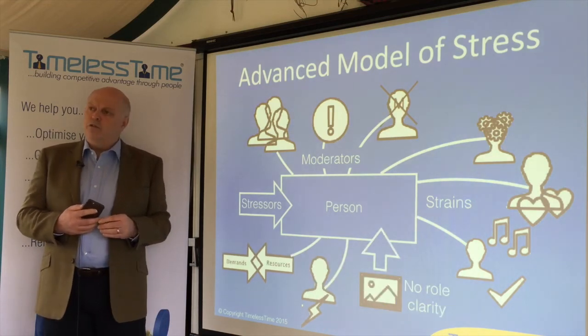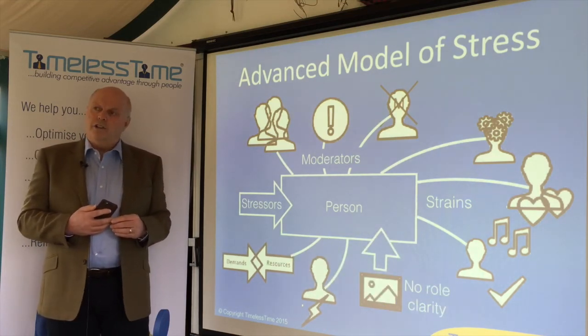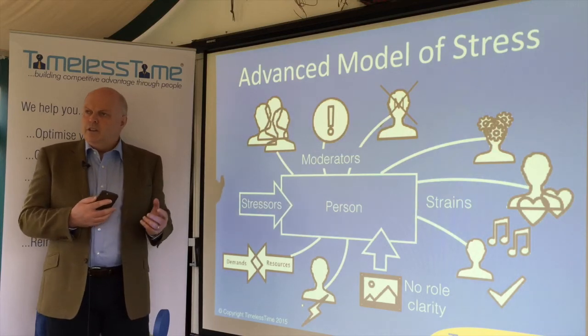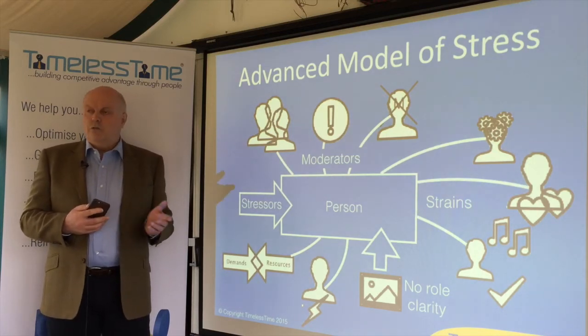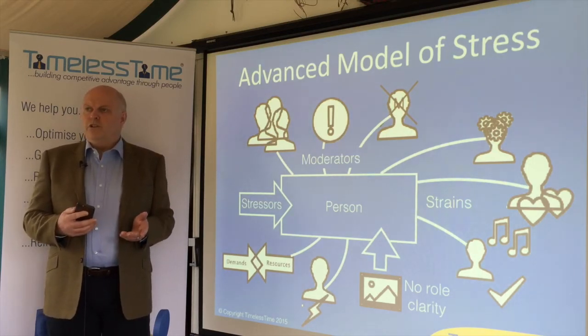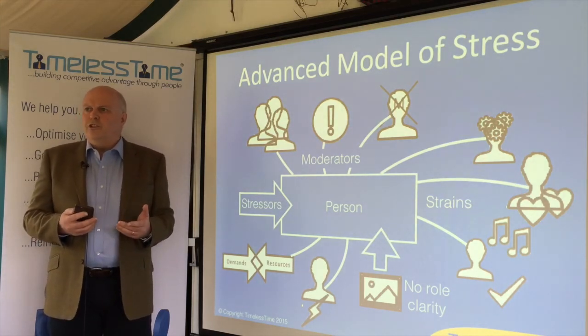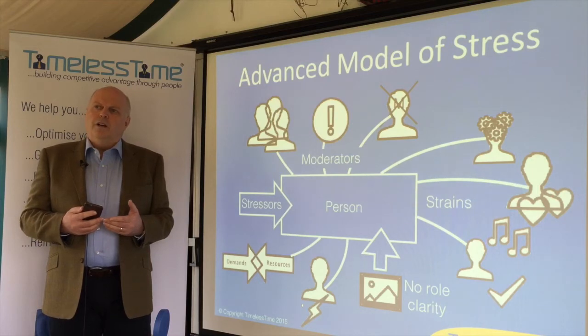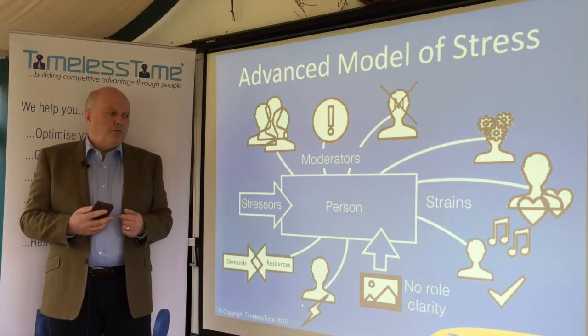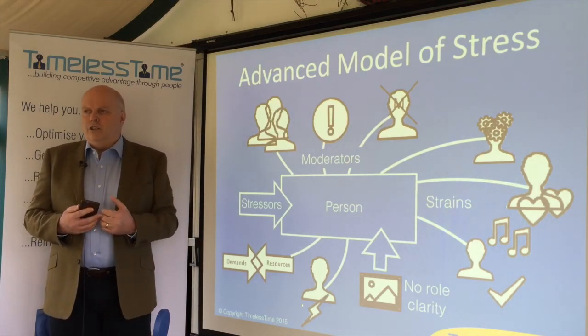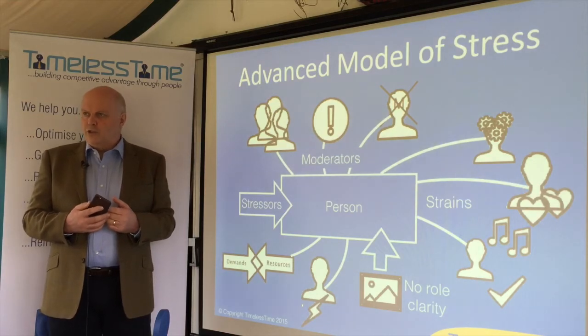And that leaves us with the final one, which is no role clarity. Again, in the case of the accountant, she knew what she was doing as an accountant, but as a software tester, a software manager, aiding this system being put in, she had no real role clarity. She didn't know what she was there for.